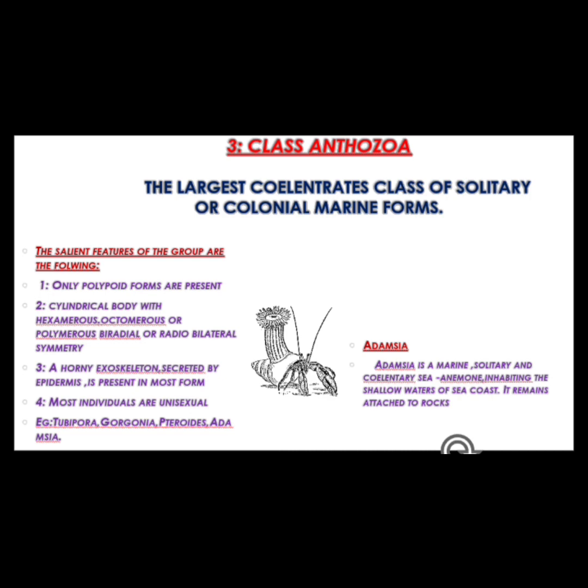Now let's see Adamsia. Adamsia is a marine solitary coelenterate, a sea anemone, inhabiting the shallow water of the sea coast. It remains attached to rocks.